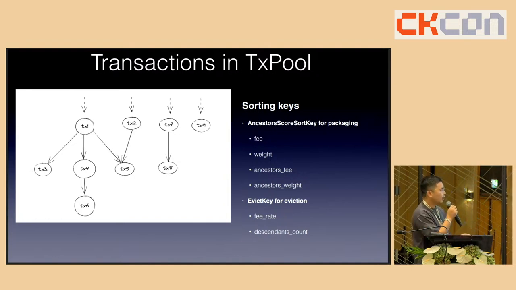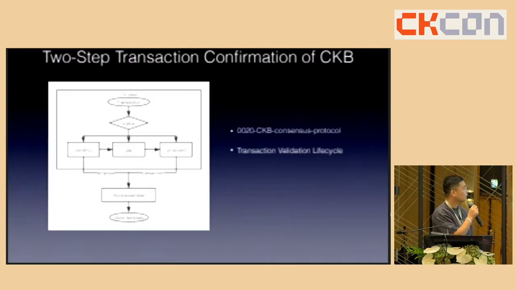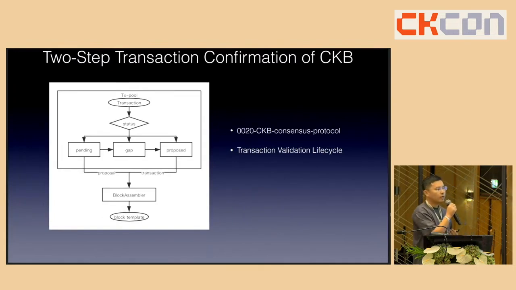This is a unique design for the CKB transaction pool. We use a two-step confirmation, which is used to solve the propagation efficiency issues. When a transaction is first submitted to the pool, it will first be in the pending status, then it will be transformed to gap and then to proposed status.